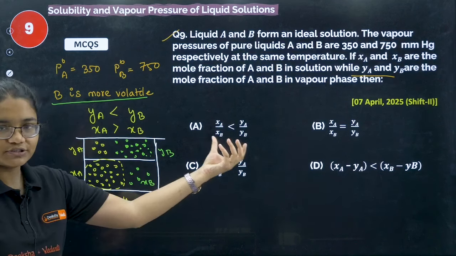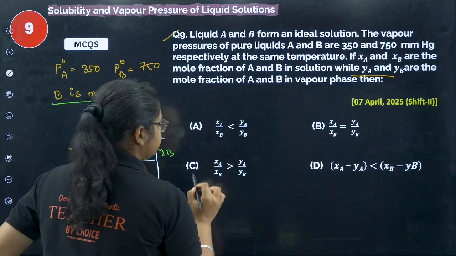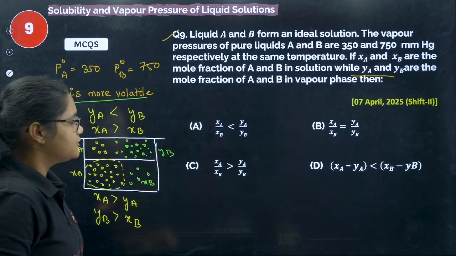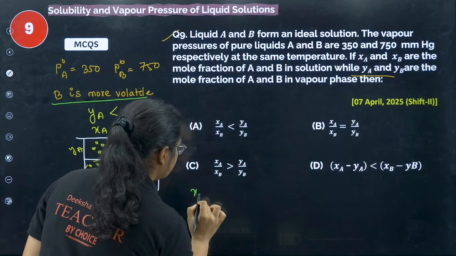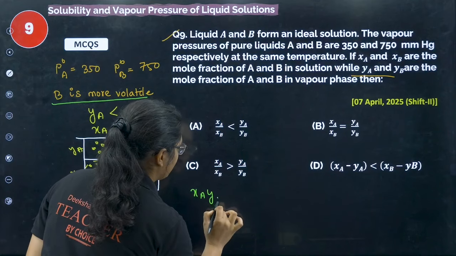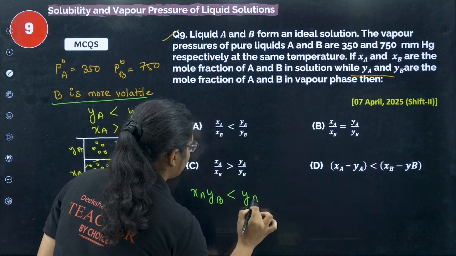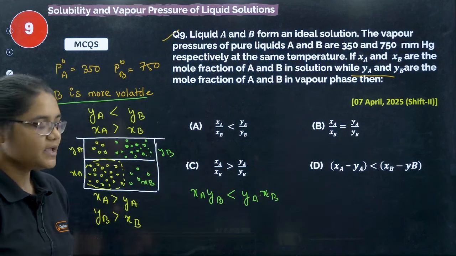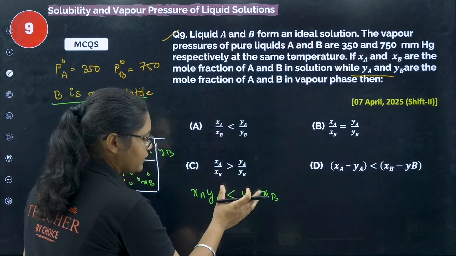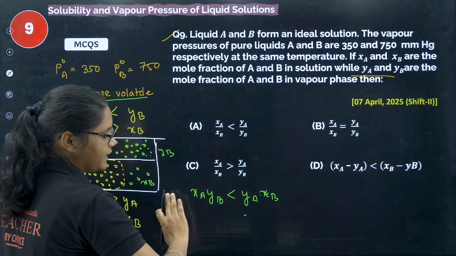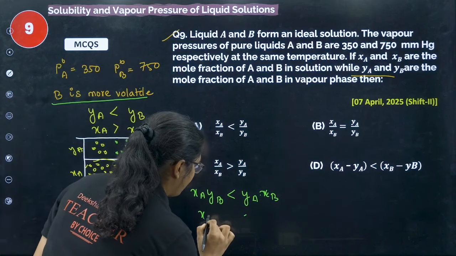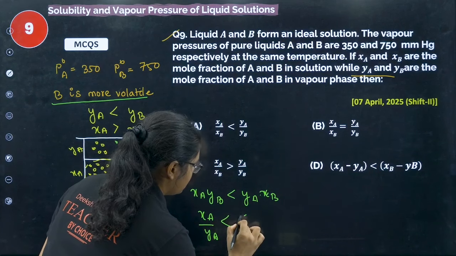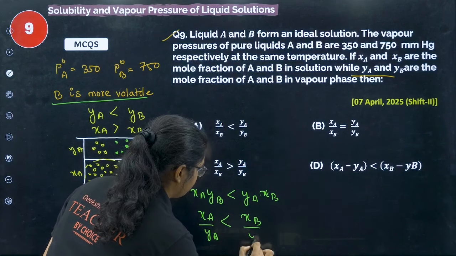Now let's try to check this option. What I have here: XA by XB is less than YA by YB. So let's cross multiply this one. I will get XA into YB is less than YA into XB. Now I'll take all the A terms to one side and B terms to the other side. I can have XA by YA is less than XB by YB.